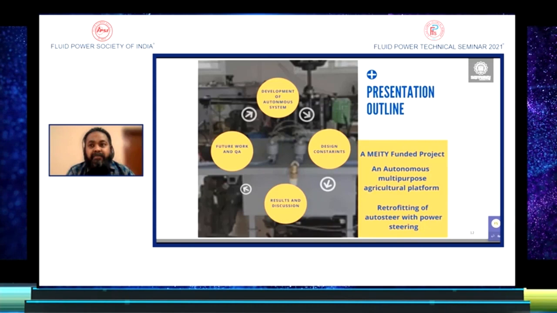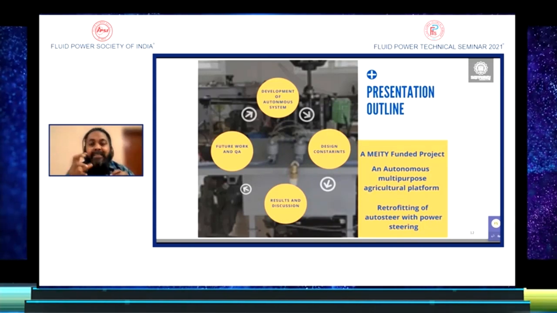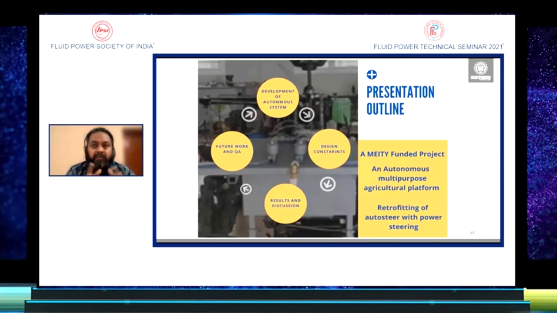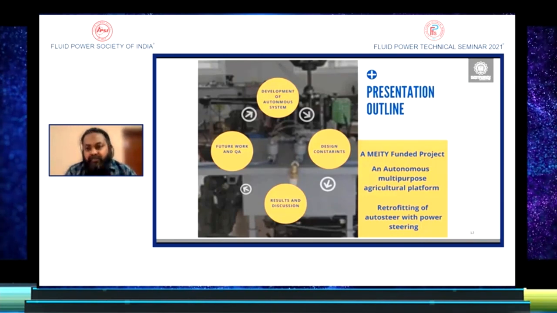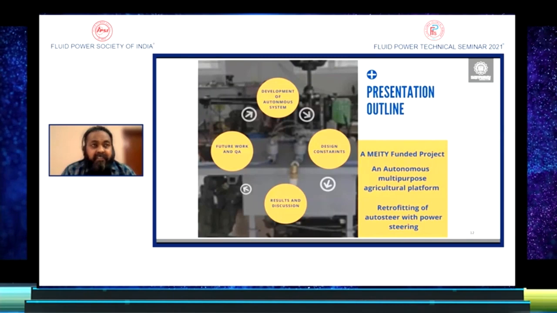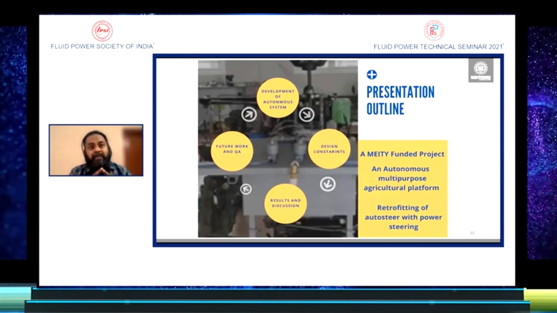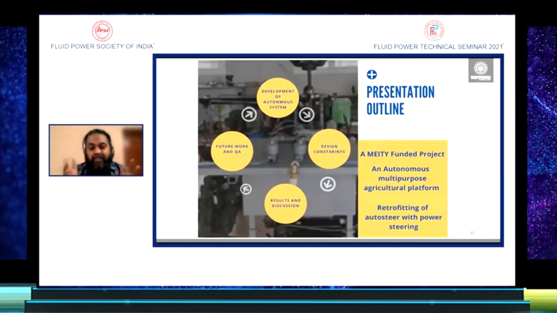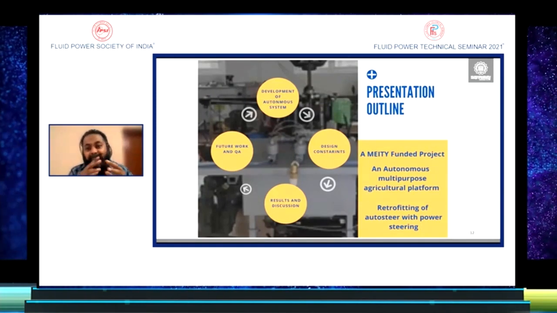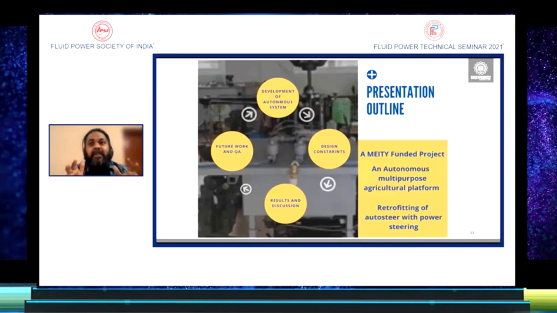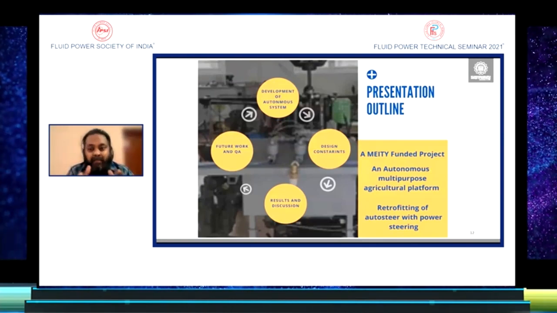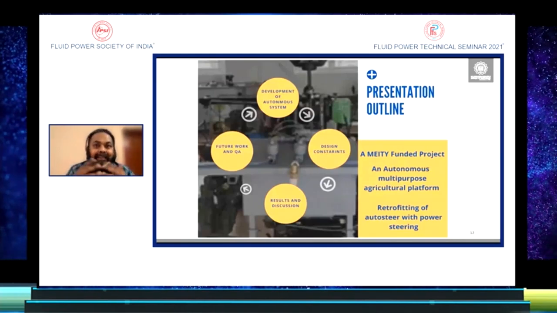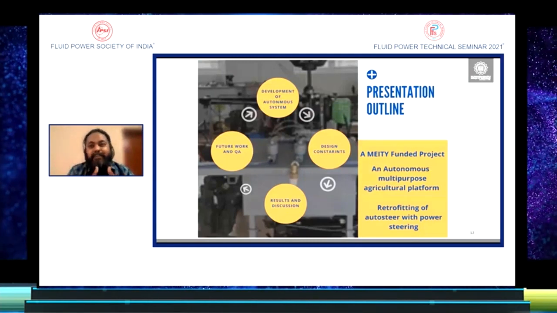Because of that, the farmer's income is also getting reduced, and the government of India has started various schemes to double the farmer's income, under which we got a fund of about 9 million Indian rupees from the Ministry of Electronics and Information Technology. They generously funded the project to develop a multi-purpose agriculture robot as an electric system. Later, as Mr. Ravikumar told, they understood it is going to be very challenging to develop a fully electrical system, because the cost cannot be afforded by the common farmer. The country has generally medium and small scale farmers. So later they changed us to go for retrofitting of existing systems.